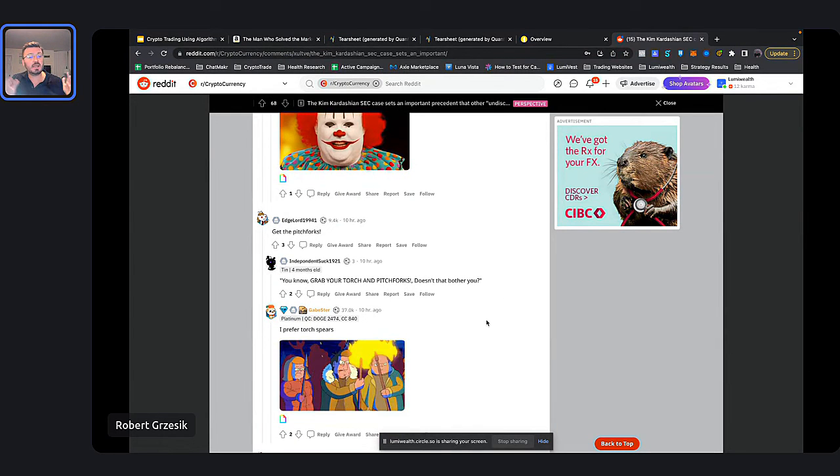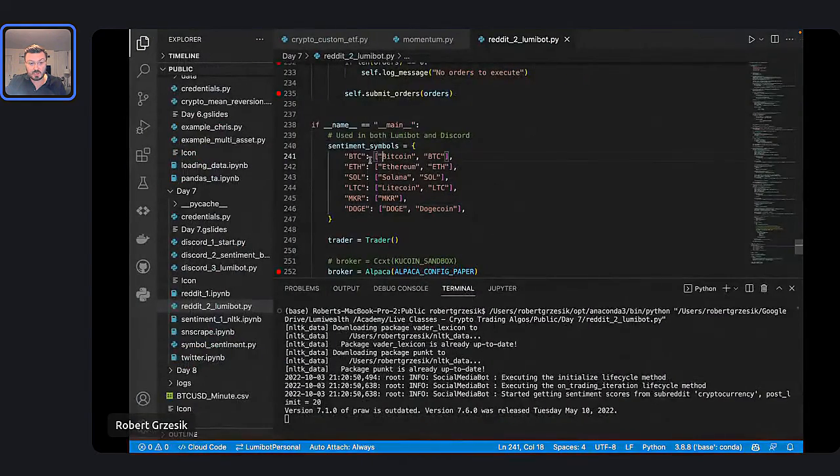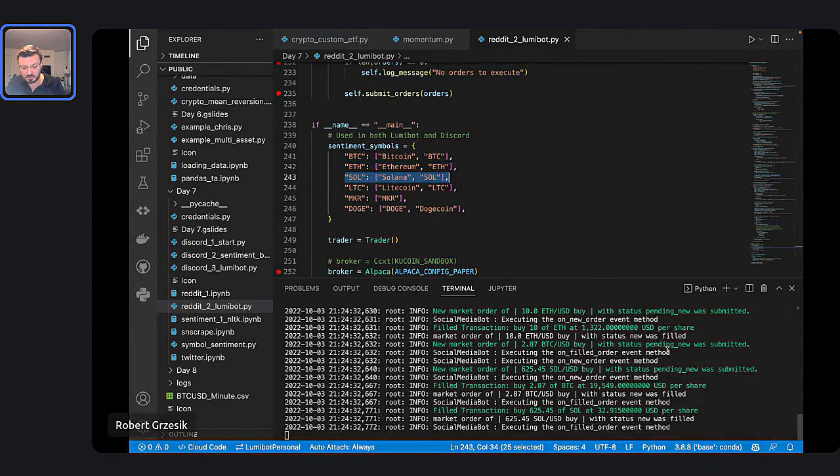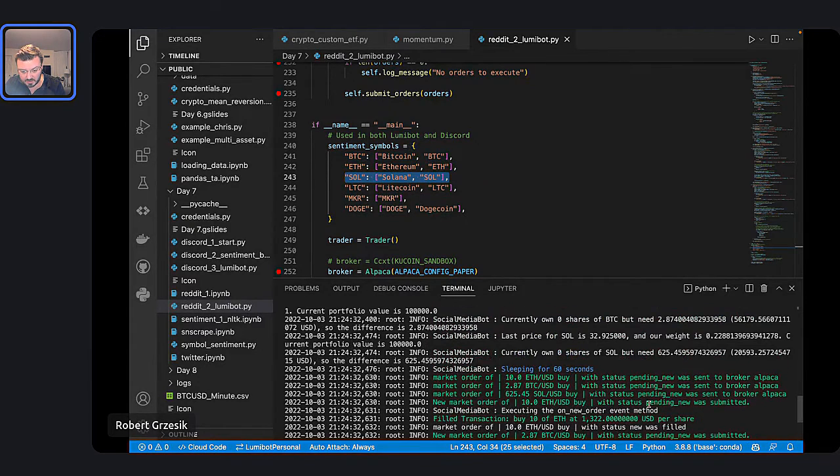But at the end of the day, what we're going to come out with is a score for each coin, right? All these coins that we mentioned here. We're going to get a score for Bitcoin, a score for Ethereum, a score for Solana. There we go. Okay, it actually went through and did all that.